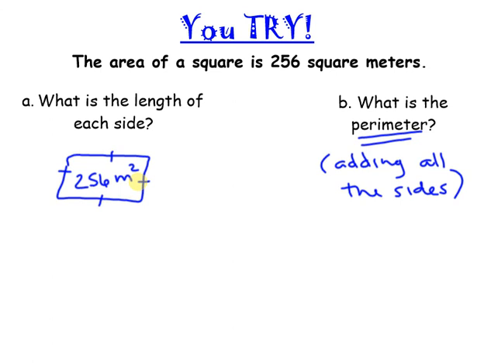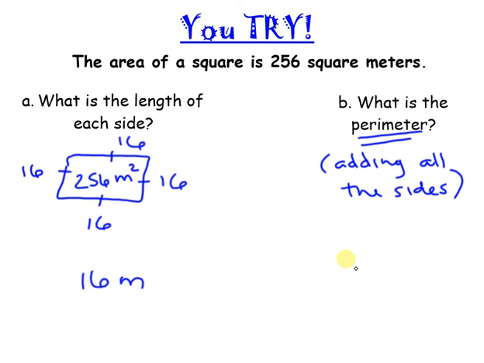Now, pause the video if you're not done with part A. Okay, the answer to part A is going to be that 16 is the length of each side, because 16 times 16 is 256. So your answer here is 16 meters. Now, using part B, what is the perimeter of that square? Remember, perimeter is adding all the sides together. So what is 16 plus 16 plus 16 plus 16? Or you can just do 16 times 4.